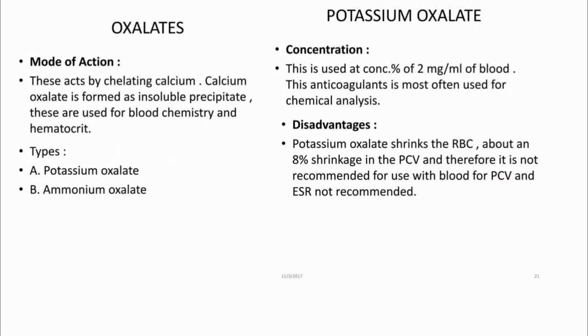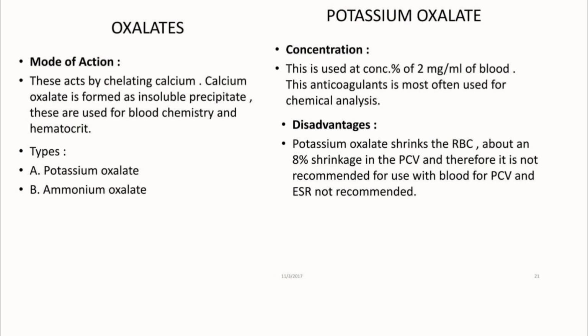Oxalate. Mode of action: this acts by chelating calcium. Calcium oxalate is formed as an insoluble precipitate. These are used for the blood chemistry and hematocrit. Its types are potassium oxalate and ammonium oxalate.